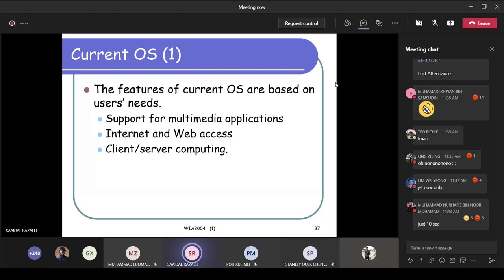So the features of modern OS are based on users' needs: support for multimedia applications, internet and web access, client server computing, and so on. So many programs now. If your PC today is powerful, you can install a lot of things on your PC. Especially gamers, they need really powerful speed. Now they have a GPU, graphical processing unit, basically for images. Some jobs now are divided between the CPU and of course the GPU for the modern ones.